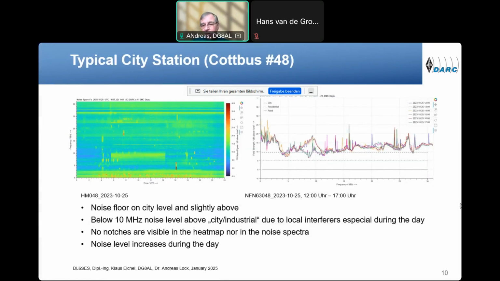to the city station, you can see on the right-hand side, the average noise floor level is on city level or even above. The heat map shows, therefore, more yellow or greenish color. And during the day, you see at about 8 to 9 megahertz a green to yellow bar, which comes from operation of, let me say, industrial companies or other interferers in that area.